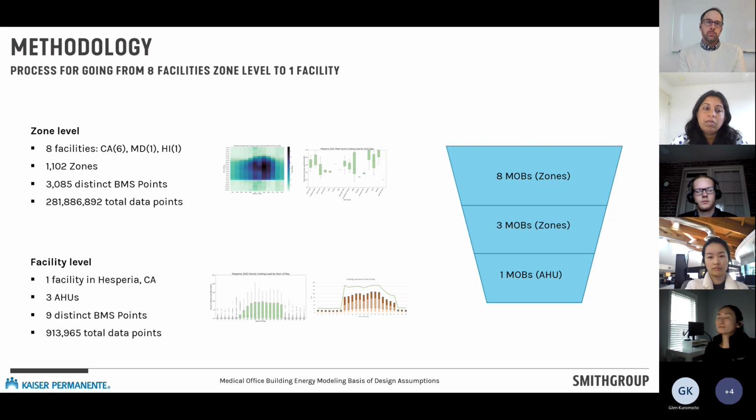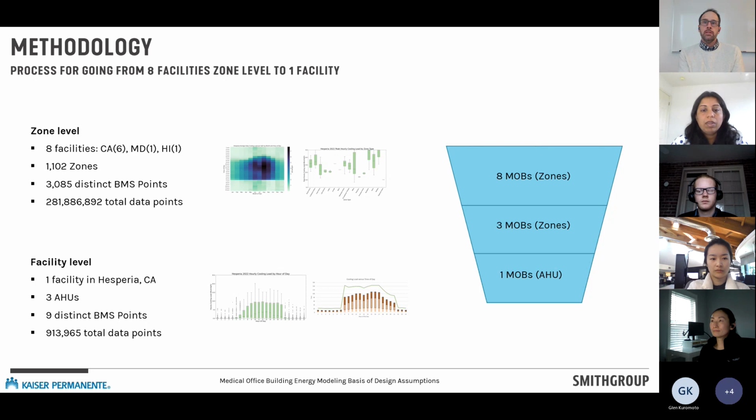derived from these points. Moving down to the facility level, again, we just looked at the air handling unit for this, and part of that was due to that VAV box with the electrical reheat. We didn't want any of that influencing the facility level load calculation, so we used the 3 air handling units for Hesperia. That's 9 distinct VMS points, and even that is still almost 1 million total data points. And again, to the right, you'll see some of the visualizations in this presentation that were used for that.